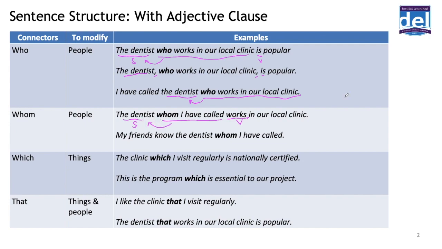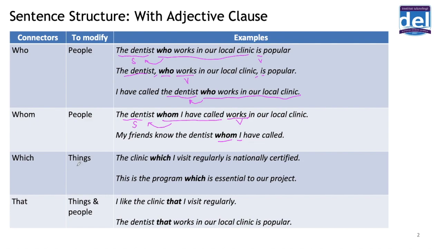Okay, now we have who and whom to explain people. Now, can you see the difference? Yeah, the difference is in the structure of the adjective clause. Who is followed by a verb, okay? While whom is followed by a pronoun or a noun. So after whom we have subject and verb. You see the difference here?